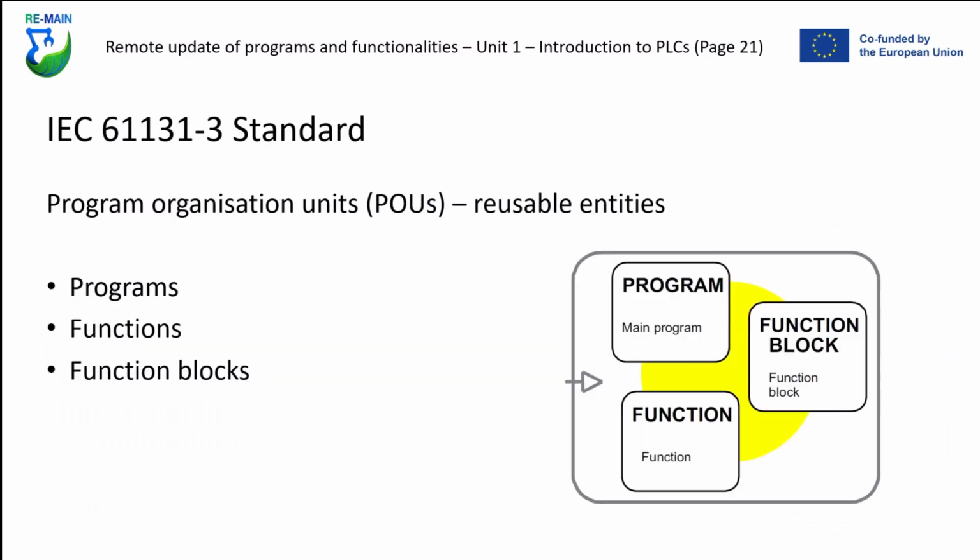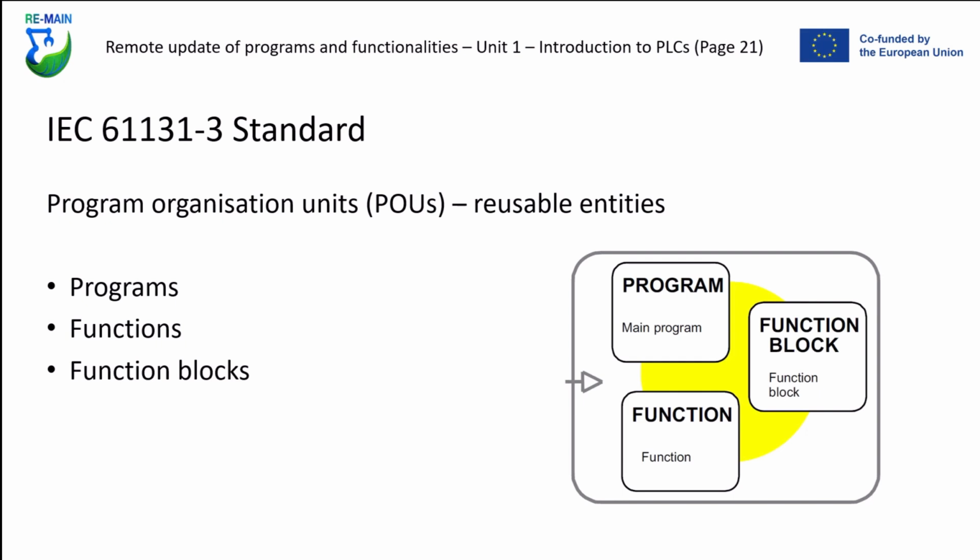PLC programming languages. The IEC 61131-3 standard is a global standard that defines the programming languages and methods used for programmable logic controllers. This standard provides a common framework for PLC programming, making it easier for programmers to develop software. A POU is a fundamental building block of an IEC 61131-3 PLC program and represents a reusable unit of code that can be independently developed, tested, and maintained.